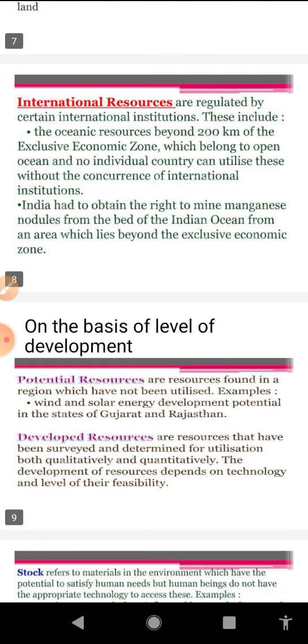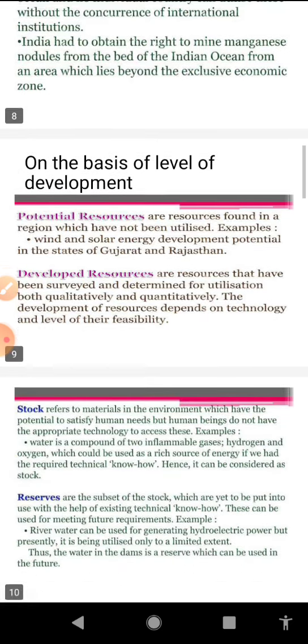Then international resources. These are the resources which are owned by all the countries and regulated by certain international institutions, and before utilizing these resources a country will have to take permission from the international institution. You can take the example of oceanic resources beyond 200 kilometers of the exclusive economic zone, which belong to the open ocean, and no individual country can utilize this without the concurrence of the international institution.